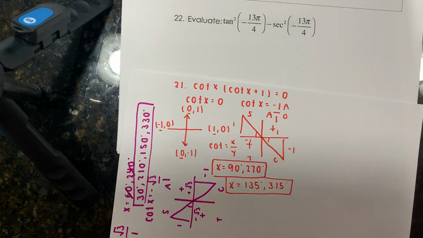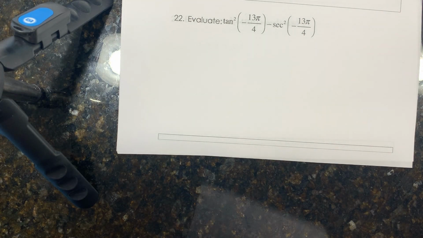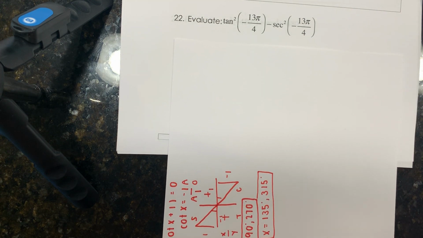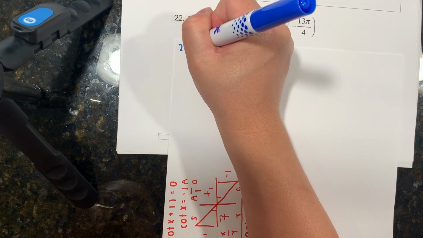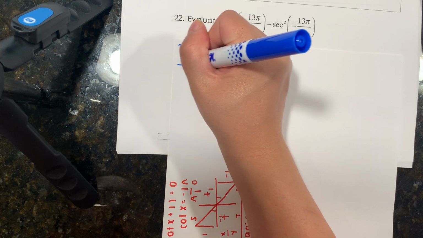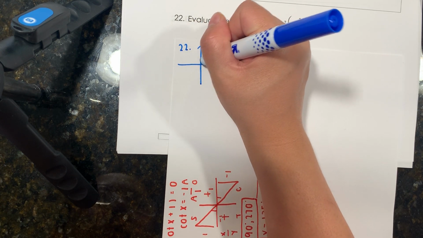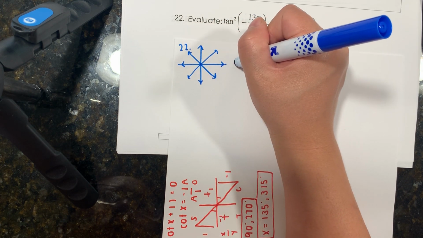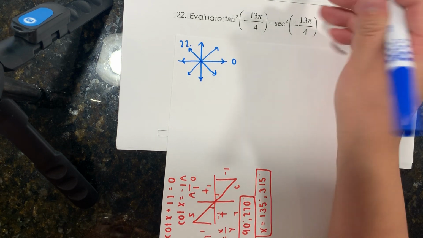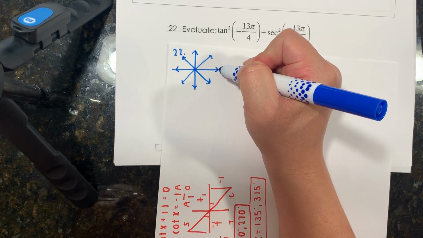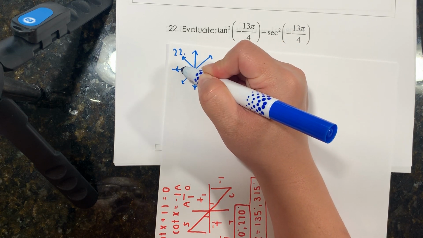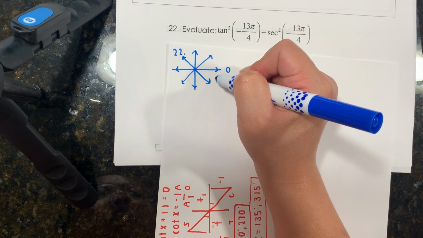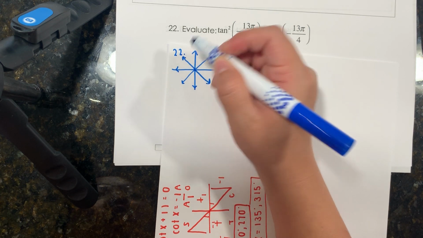So it took some factoring before you actually solved. So number 22, we have negative 13 pi over 4, and we're doing the tangent squared and the secant squared of both of those. I'm going to start by making our snowflake chart here for 4. So 1, 2, 3, 4, 1, 2, 3, 4, starting at 0. When we count negative 13, that means we're going to start in quadrant 4. So 1, 2, 3, 4, 5, 6, 7, 8, 9, 10, 11, 12, 13.